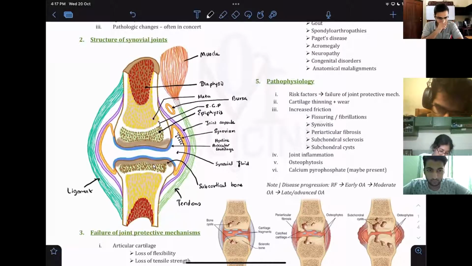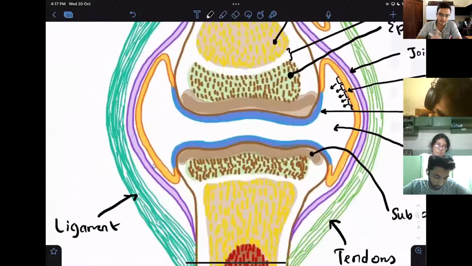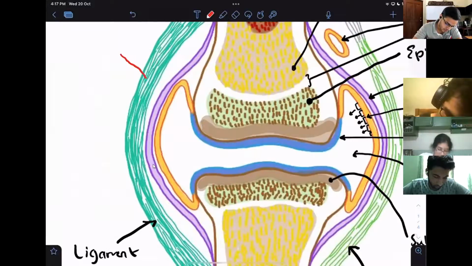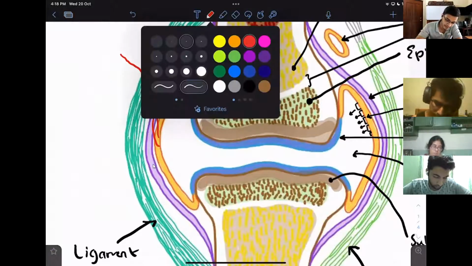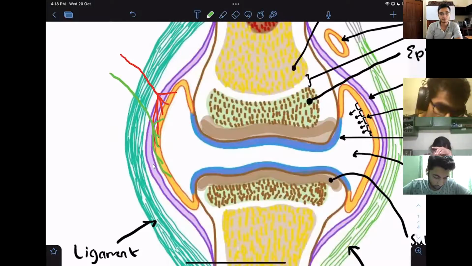Now, an important thing I want you all to know about the synovium. You can take a red pen and draw a nice vasculature. This synovium has a nice vascular supply. At the same time, it also has a nice lymphatic drainage.